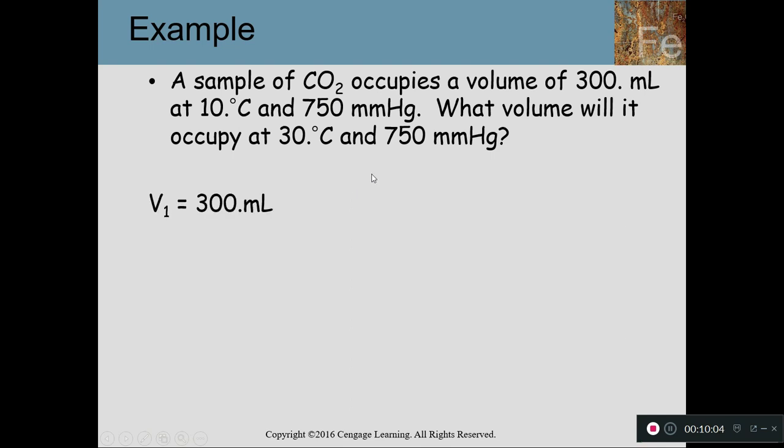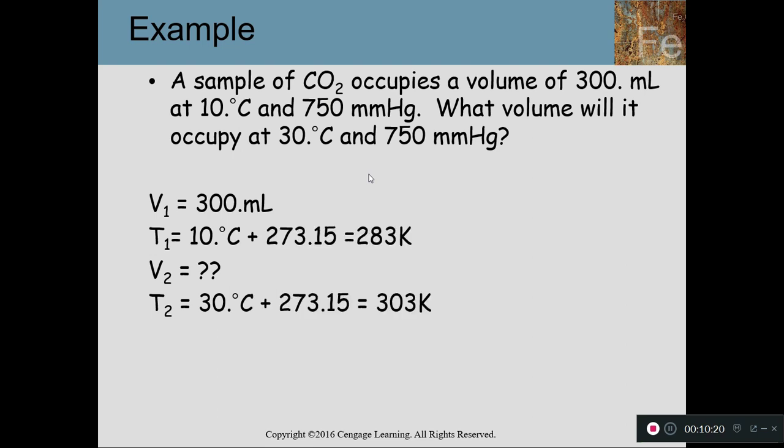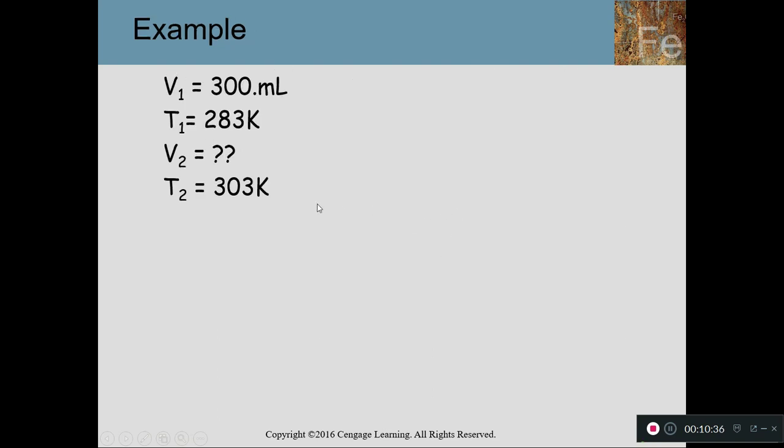So our initial volume is 300 milliliters. Our initial temperature is 10 degrees Celsius. Our second volume is, I don't know. And our second temperature is 30. We have to convert both temperatures over to kelvins. And you'll see now there's a much less significant increase in our temperature. So I hope to see a much less significant increase in our volume. But it still should go up.